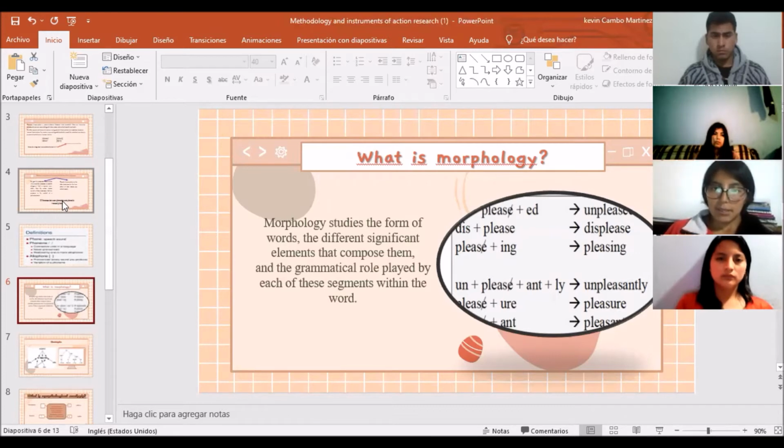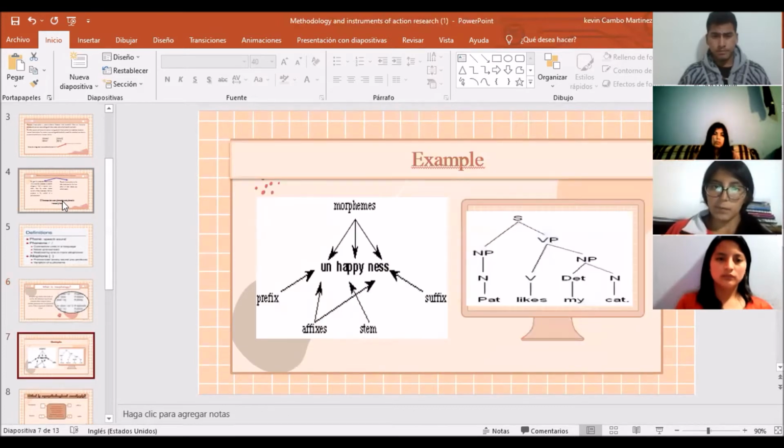The next slide, please. For example, consider a word like unhappiness. This has 3 parts. There are 3 morphemes, each carrying a certain amount of meaning. Un means not, while ness means being in the state or condition.